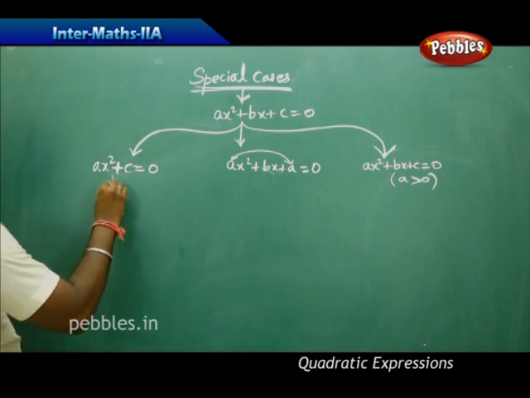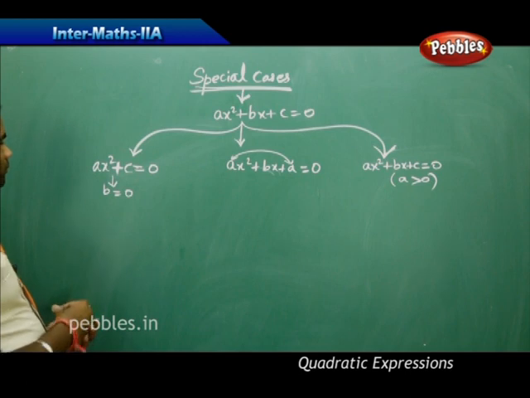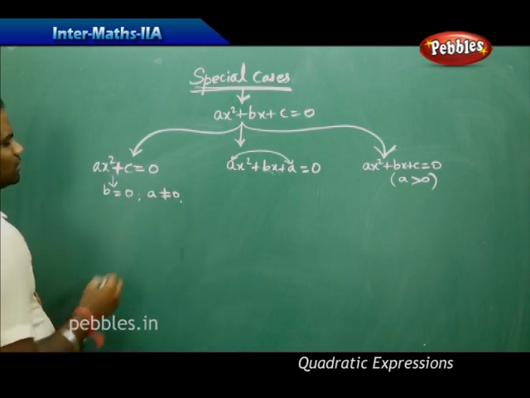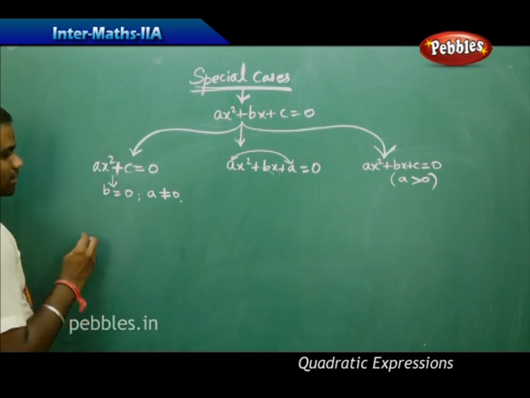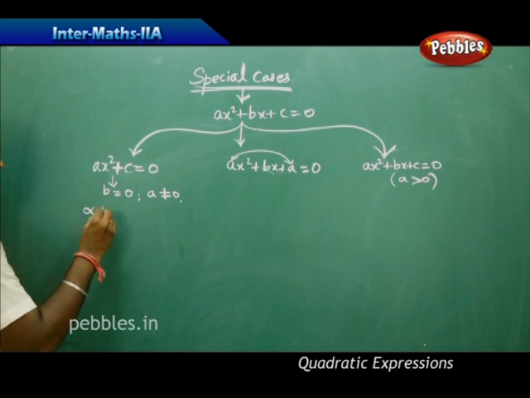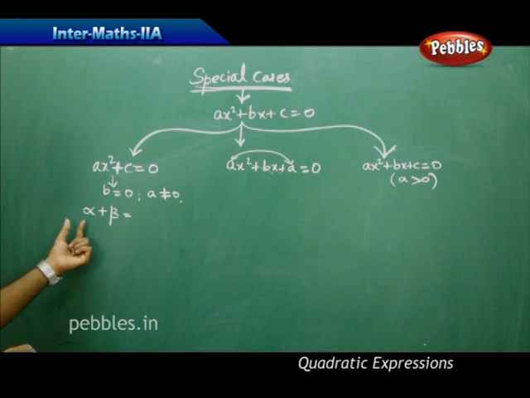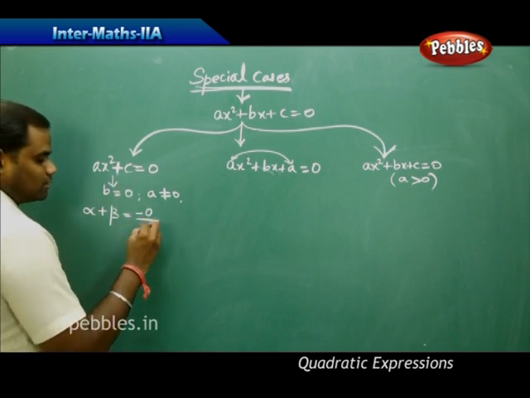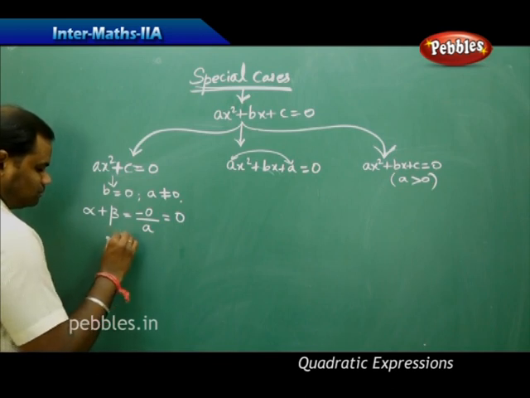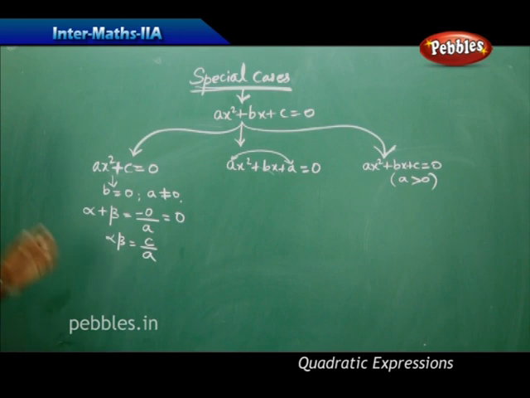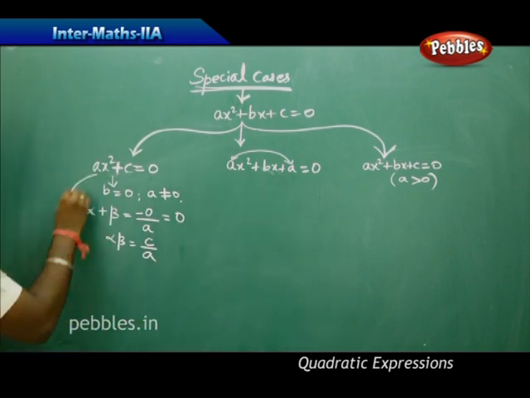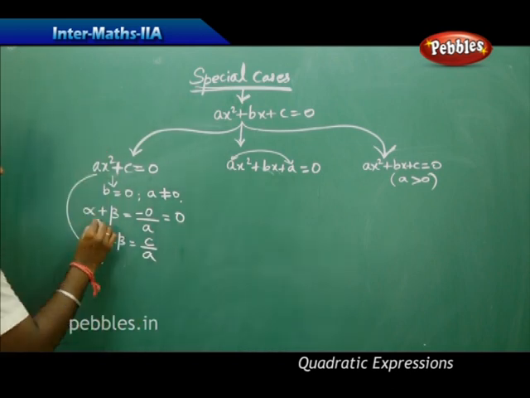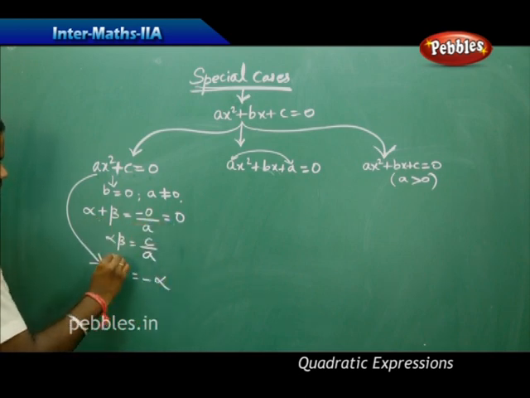Now coming to the initial case, clearly here I identify that b is 0, and of course a is not equal to 0. So in this case, if my roots are alpha and beta, we know that the sum of roots is negative the coefficient of x, which is not existing here, divided by a, which is 0, and the product of roots is c by a. Therefore, whenever a quadratic equation has no x term, as in ax square plus c equal to 0, alpha plus beta equal to 0 implies beta is minus alpha.